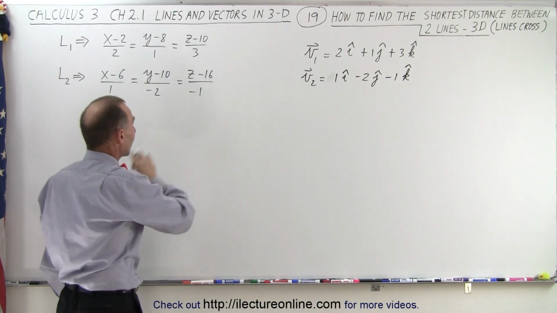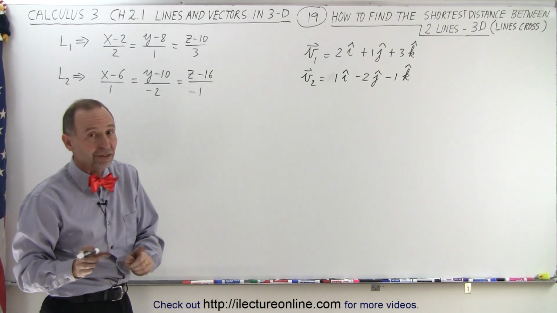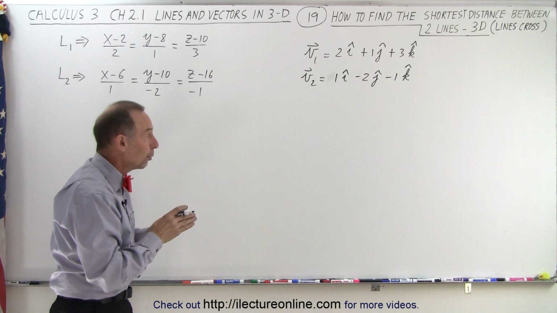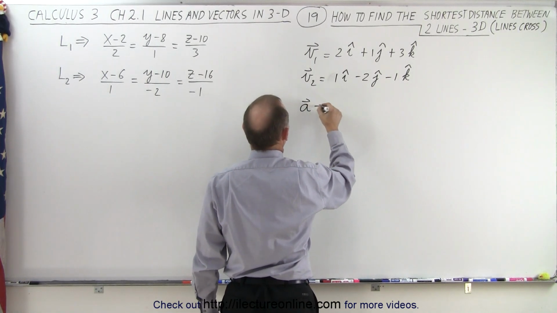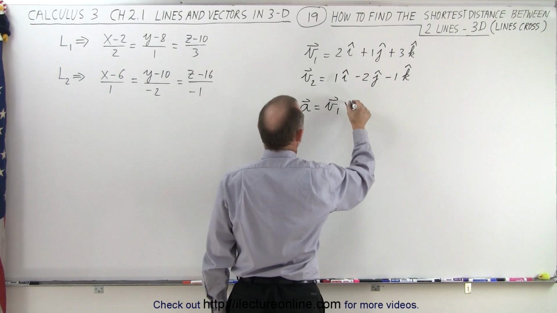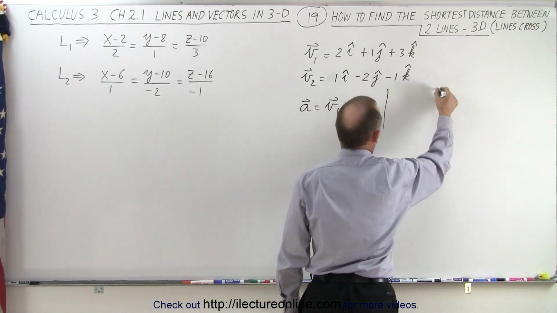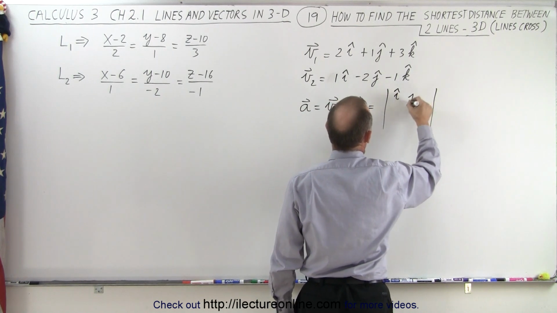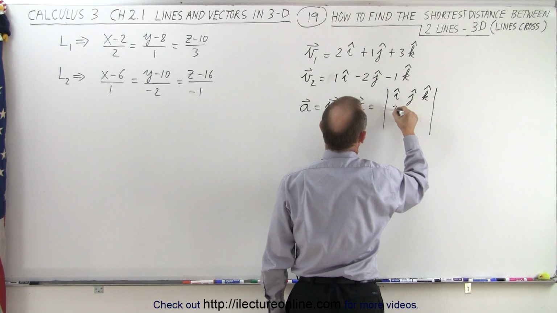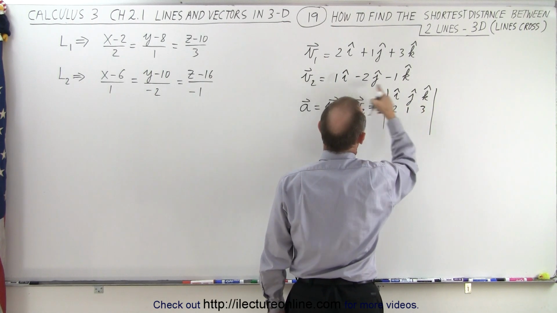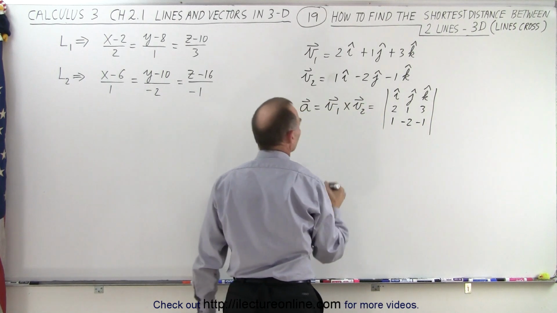So there's the two vectors. Vector 1 is parallel to line 1, vector 2 is parallel to line 2. Now to get a vector that's perpendicular to both, we're going to take the cross product. So therefore A, which is equal to the cross product of vector 1 and vector 2, is going to be equal to, using the matrix format, i, j, k. Then we put in the components of vector 1, 2, 1, 3, the components of vector 2, 1, negative 2, negative 1, and let's work this out.